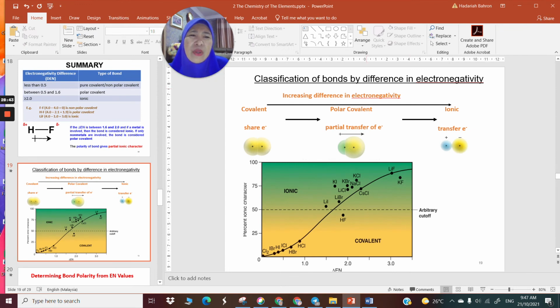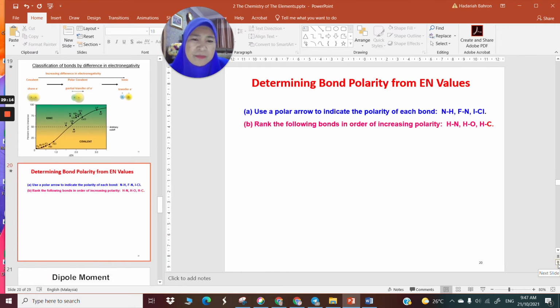So, classification of bonds by difference in electronegativity. Let's have a look. When you have lithium bromide or lithium chloride, those will be ionic, but HF will definitely be covalent. So this is the arbitrary cutoff of whether you have an ionic bond or pure covalent or anything in between.